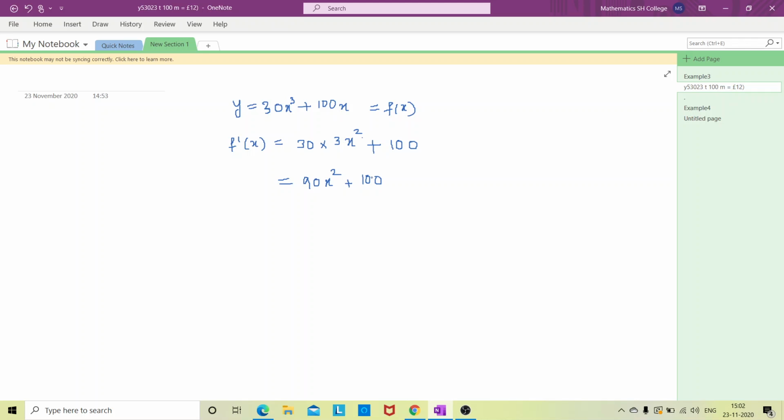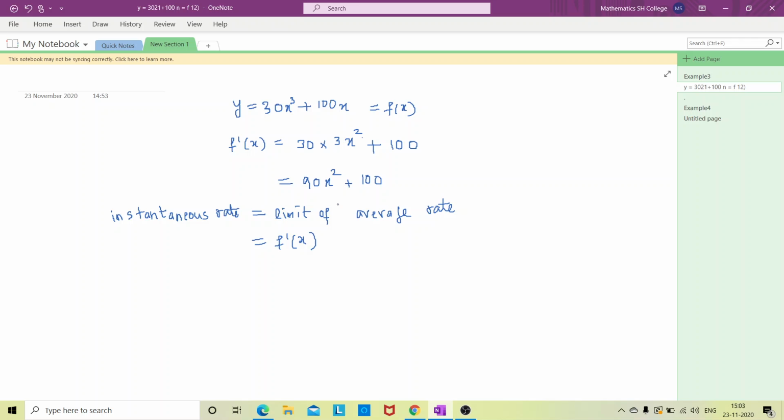Now we have to find the instantaneous rate of change of area with respect to time at x equal to 2. So what is instantaneous rate? Instantaneous rate is nothing but the limit of the average rate. So average rate, we have already calculated, and its limit is nothing but the derivative. So this is the first derivative, f dash of x.